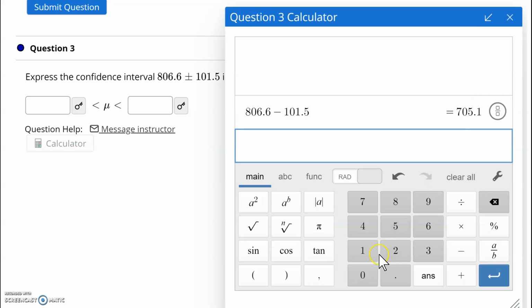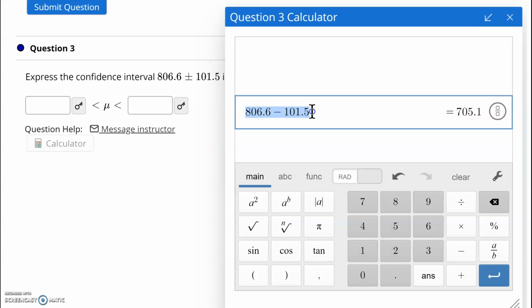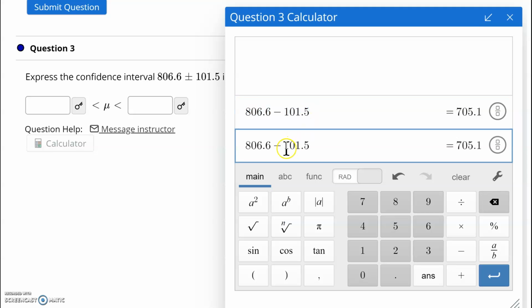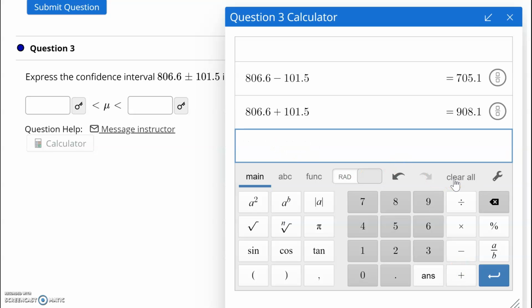And for my upper bound, I just have to add. So I'm going to be a little lazy here and do Control-C, Control-V to paste it, change that to a plus sign. I probably typed just as much as if I would have just typed the numbers. And there's my upper bound. So let's double check that those answers are correct. There we go. For the lower and for the upper, 908.1. Perfect. So that's how you do this question.